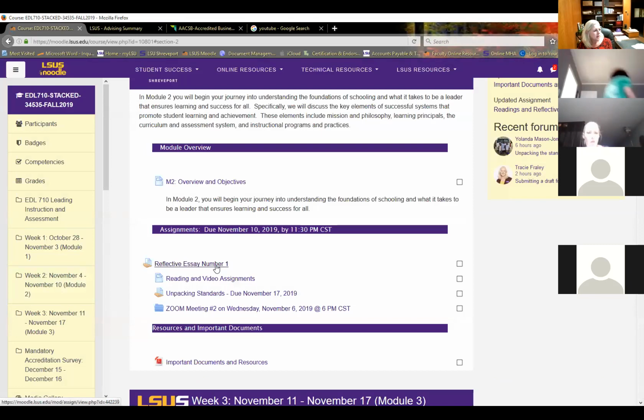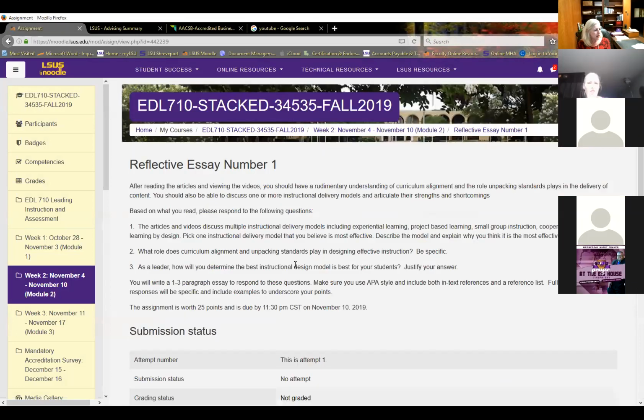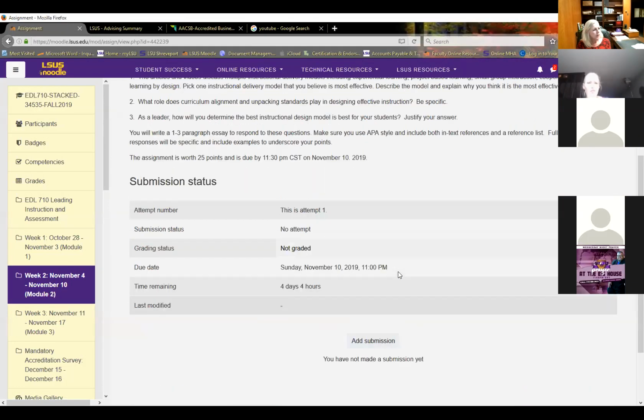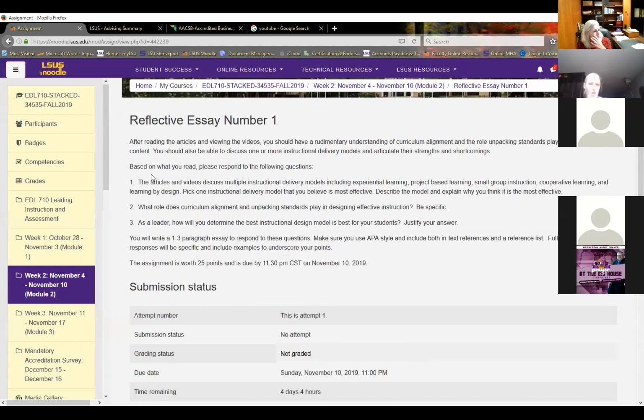Then you've got the reflective essay that is this week. And you can see here, it's pretty simple. Based on what you've read, there's 3 questions to answer. Make sure that you justify your answer, provide specific examples, etc., that you have in-text references where appropriate and a reference list. Okay, so that's going to be due Sunday evening by 11:30 p.m. Central Standard Time. Pretty simple, straightforward stuff.